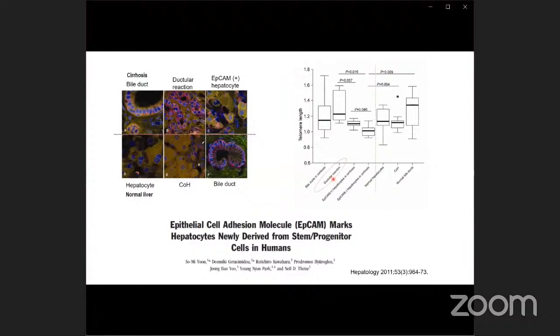Ductular reaction represents the liver progenitor cell compartment and shows the longest telomere length, and the EpCAM-negative hepatocyte shows the shortest telomere length, and the EpCAM-positive hepatocyte shows intermediate length between ductular reaction and the EpCAM-negative hepatocyte. Therefore, EpCAM-positive hepatocyte is a newly developed young hepatocyte from the liver stem progenitor cells representing liver regeneration.